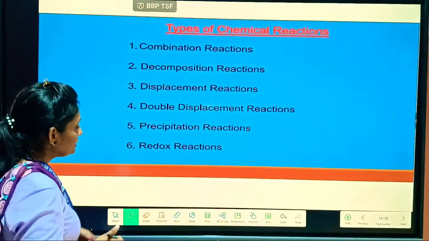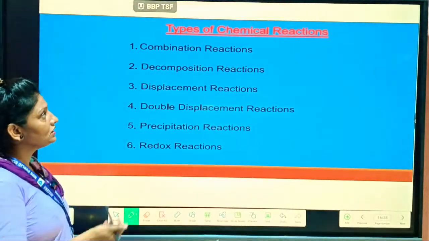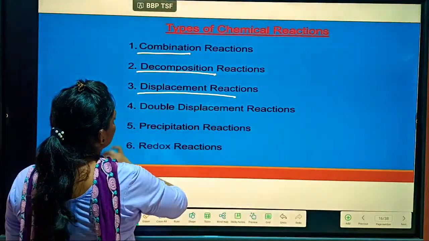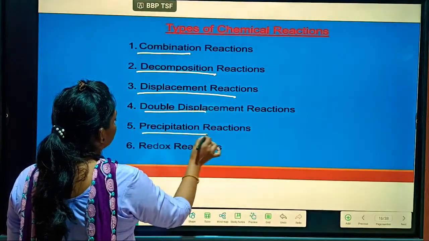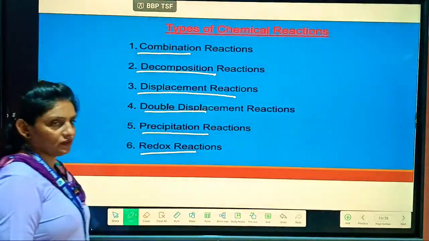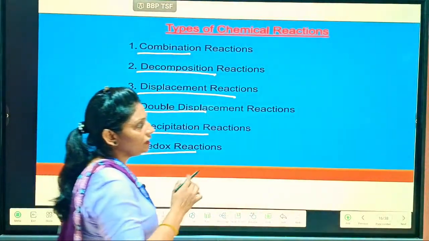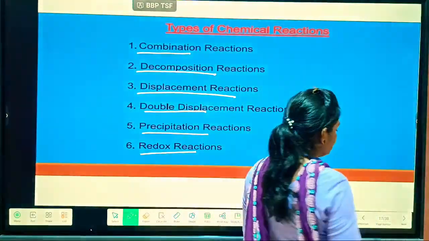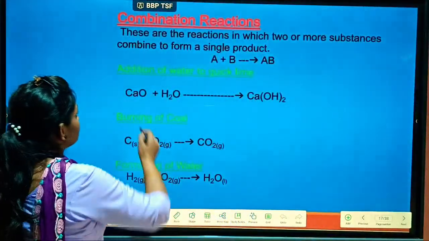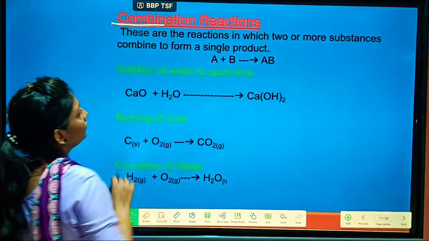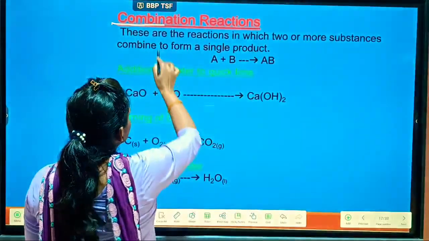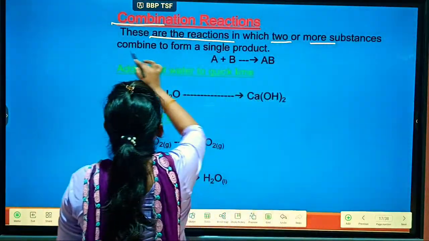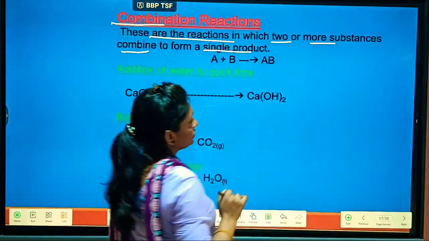Students, these are the main types of reactions: combination reaction, decomposition, displacement reaction, double displacement, precipitation, and redox reaction. One by one, I will explain all these reactions with examples. Okay. Then, students, the first one is the combination reaction. What do you mean by the combination reaction? These are the reactions in which two or more substances combine to form a single product.